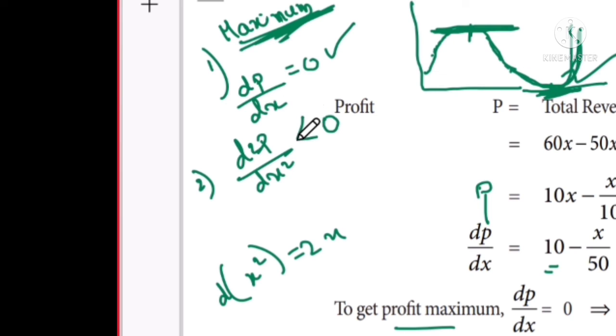That is the reason you are putting d square p. The next derivative, the slope is decreasing. The slope of the tangent line is decreasing. That means the second derivative you should put as less than 0.